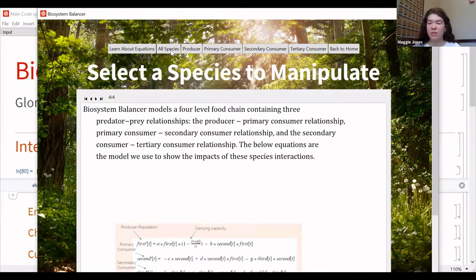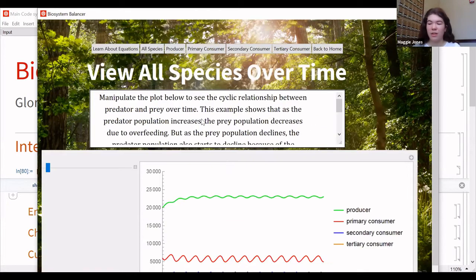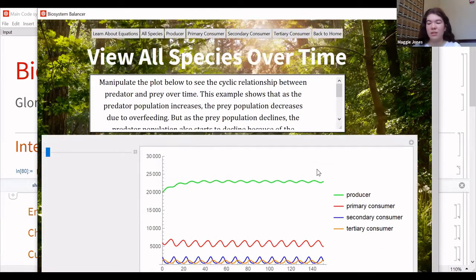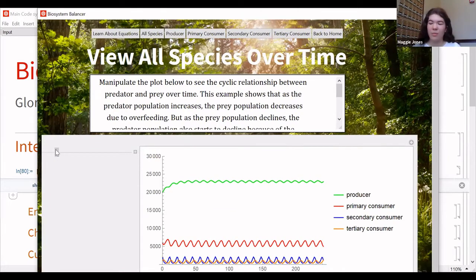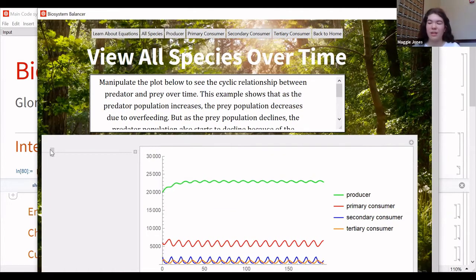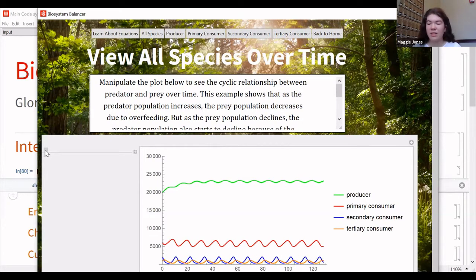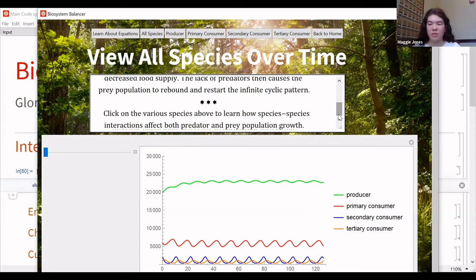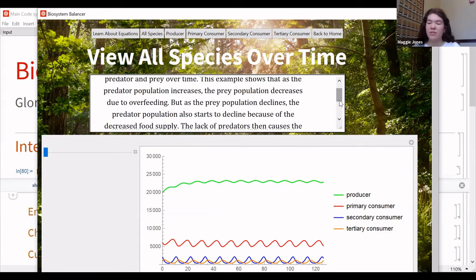The user can then click All Species to view a manipulation plot containing all 4 species. The user is able to change the time period shown on the graph, informing the user of how the predator-prey relationships develop as time progresses. An explanation is also given on this screen to explain the predator-prey relationship in more general terms. Then, the user can view a manipulation plot for each of the individual 4 species by clicking the different buttons at the top of the screen.